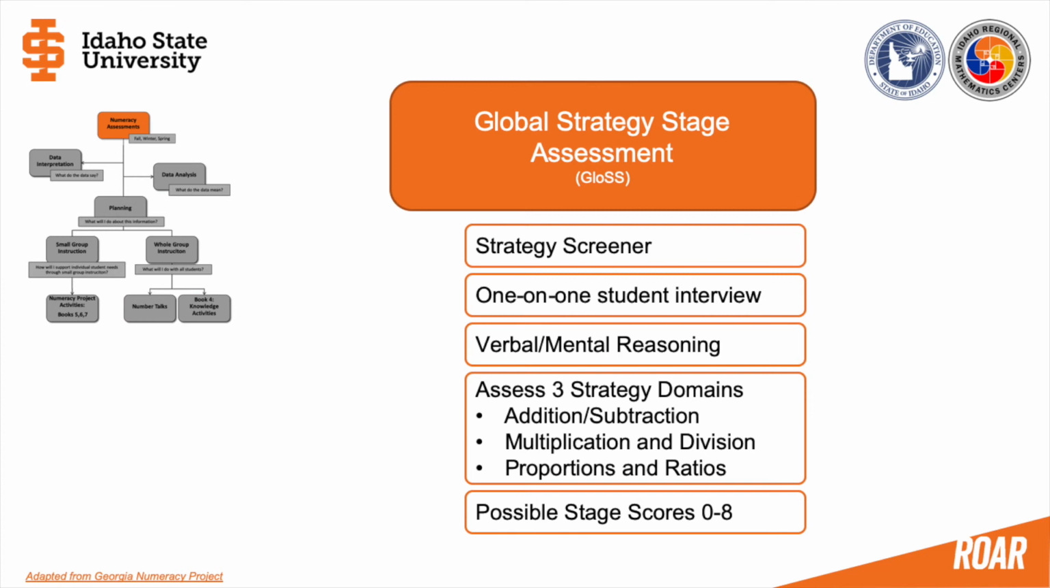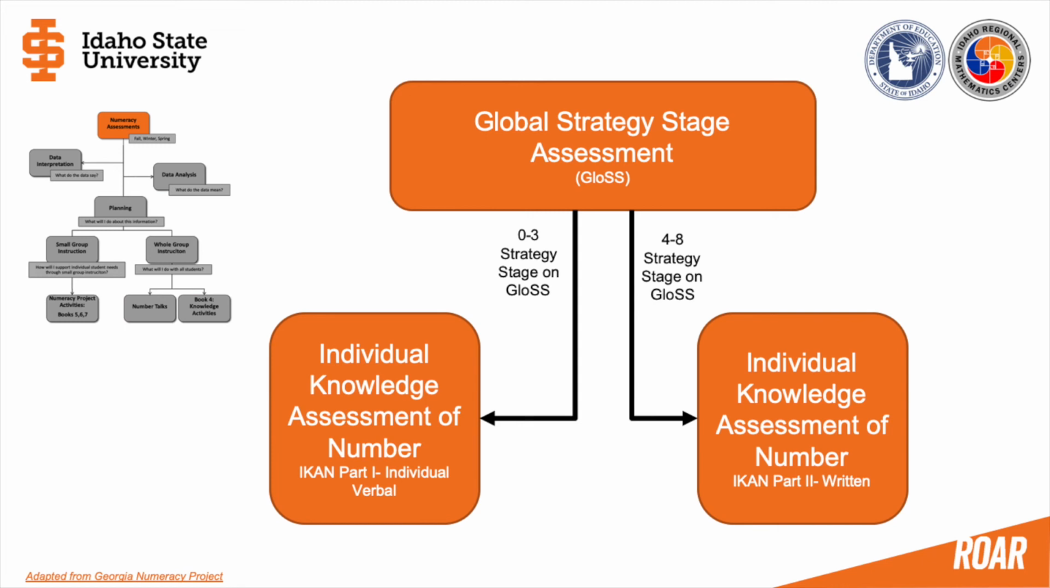Within the assessment, there are 3 domains and 9 stages. The assessment questions are broken up into addition and subtraction, multiplication, division, and ratios and proportions. For each of these domains, there is a possibility of 9 stages. Once the GLOSS is scored, the student is given an individual knowledge assessment of number, the ICAN. If the student scores 0 to 3 stage, then the ICAN Part 1 is given.